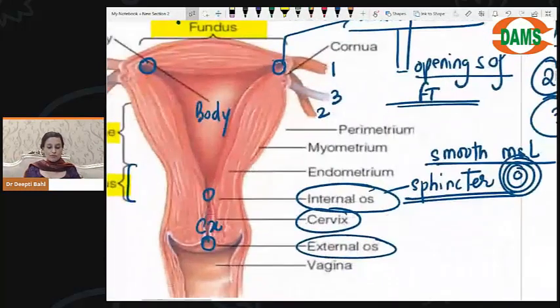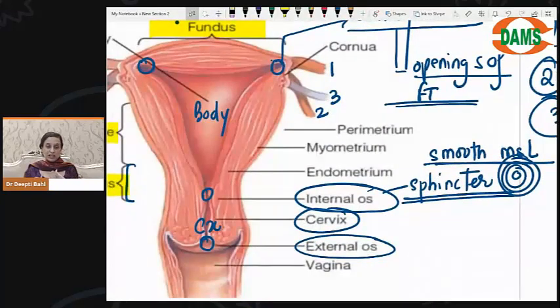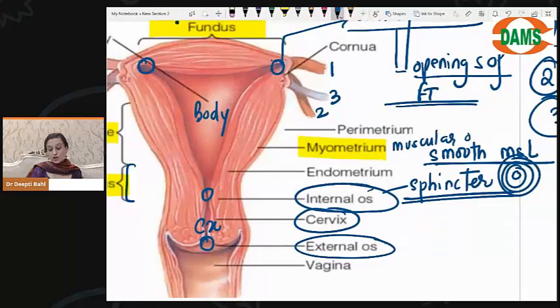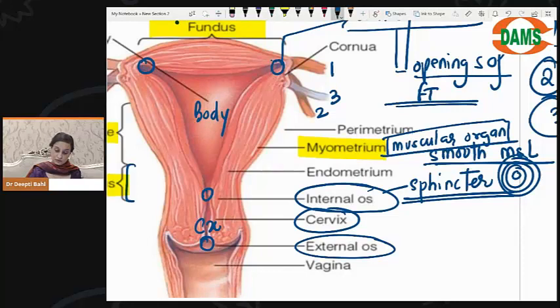when you talk about the uterus or the body, what is it primarily made up of? Now, look at this carefully. The body of the uterus is primarily made up of myometrium, which means the uterus is a muscular organ. So the uterus is made up primarily of myometrium, which is smooth muscle. So it is a muscular organ.